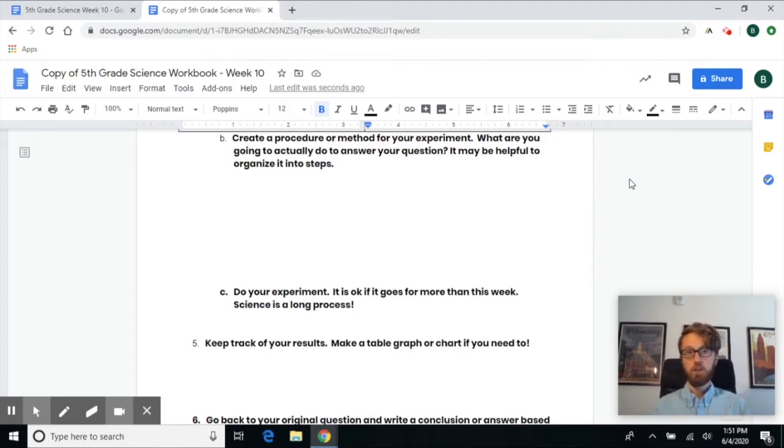So first, I'll collect my fireflies. Then I'll expose them to this temperature. Then I'll expose them to this temperature. So on and so forth. Make sure to include steps about how you're going to collect data as well. Go ahead, start to design your experiment.